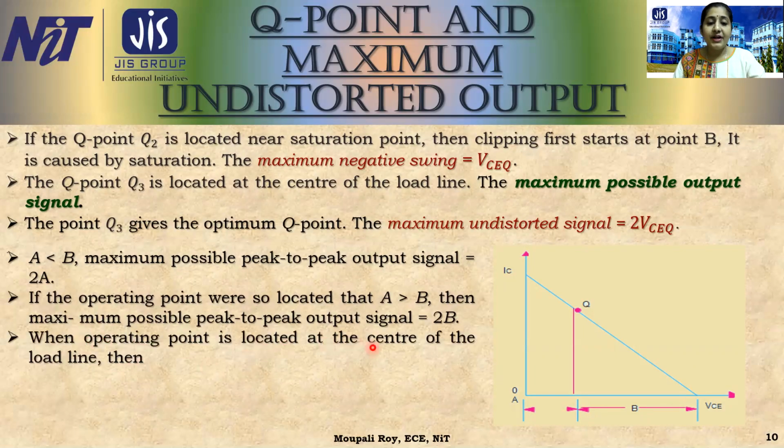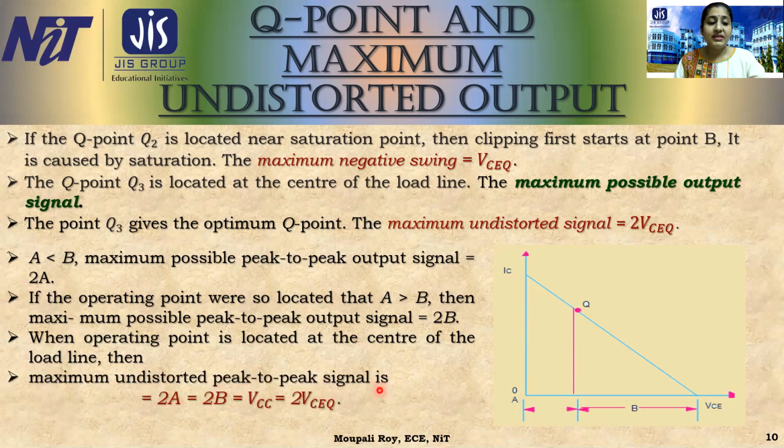When the operating point is located at the center of the load line, that means in the middle, the maximum undistorted peak to peak signal is 2A equals 2B equals VCC. That means 2 VCEQ, the total value in double form. So this is the Q point and the maximum undistorted output and its comparison: if it is in the middle, it has the maximum peak to peak voltage, that is 2 VCEQ.